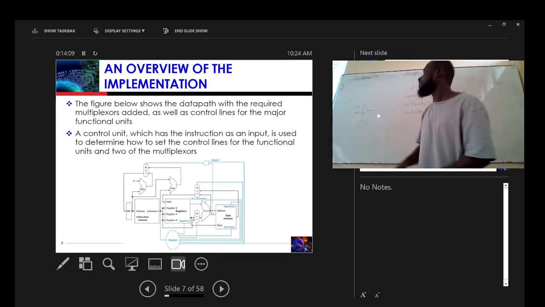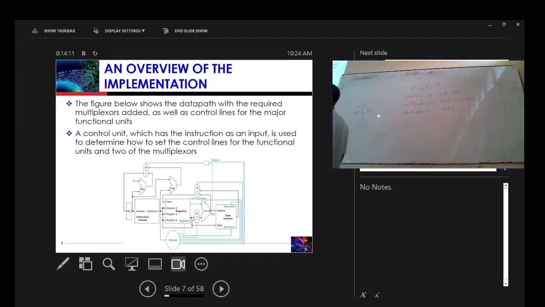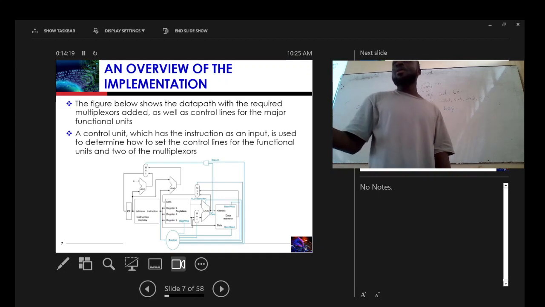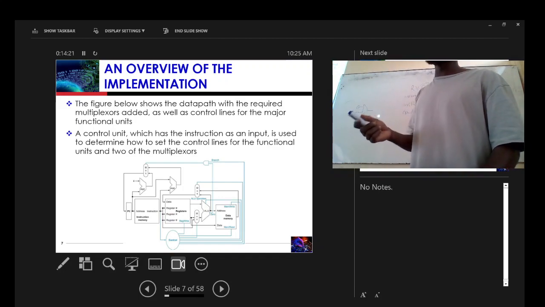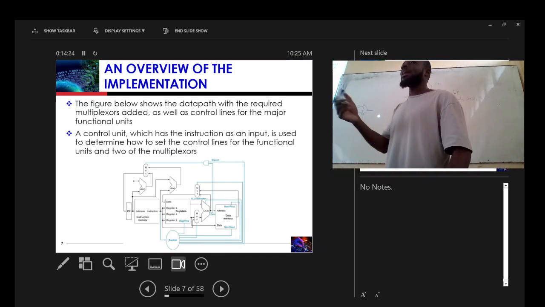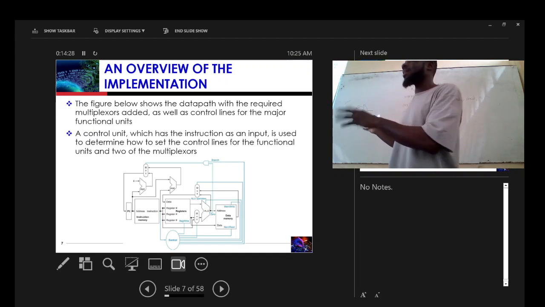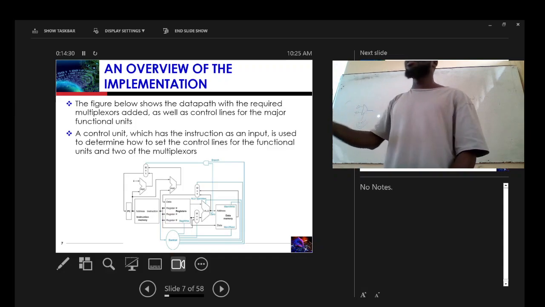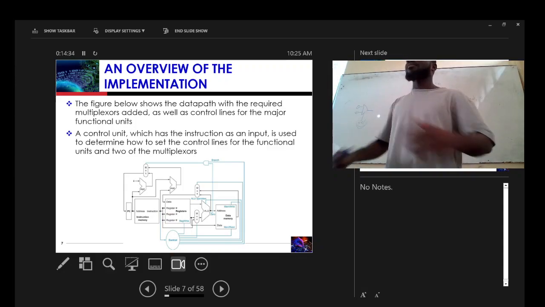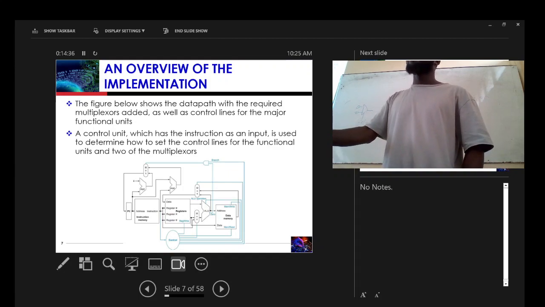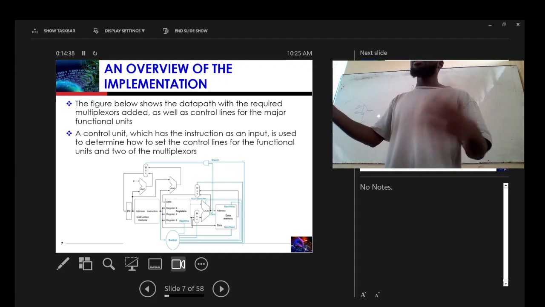So you see that here we have actually connected the multiplexers. Right here, then here, and probably here. And now we have added some kind of control. What do the control signals do? In hardware, I said we have the data path and then we have the control unit, the control signals. What do they do?